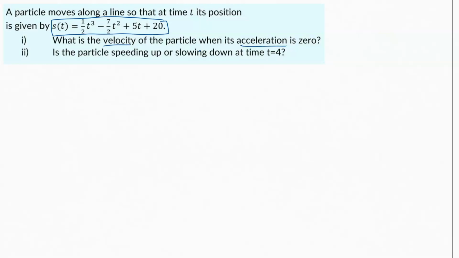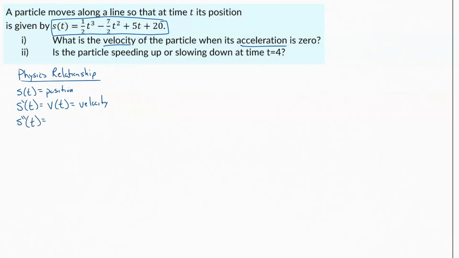So what we know is we've got to remember our physics relationship table. It's one of those things you just got to have down when you go to take a test on this stuff. So our physics relationships say that if we start with the original function as the position function, then the first derivative of position is velocity. And then the second derivative of position, which would be the first derivative of velocity, is equal to acceleration. So that's the relationship we need to know.